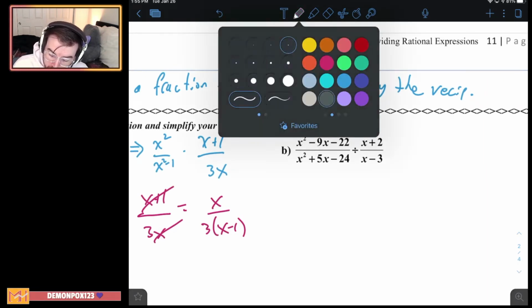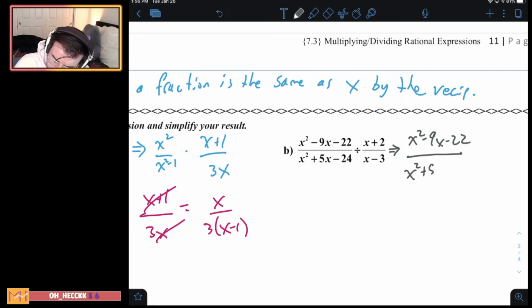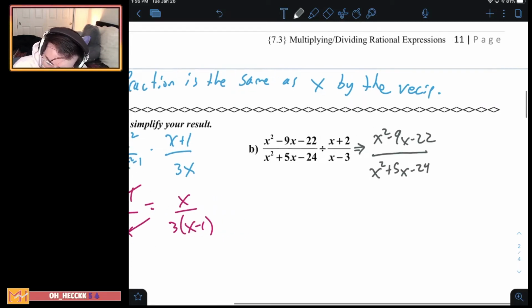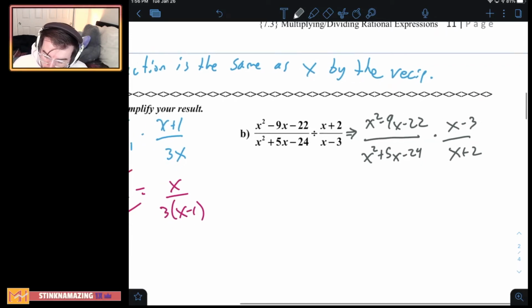All right, so I'll give you your setup here. This is the same thing as multiplying by the reciprocal. So there's that setup. If you would, go ahead and factor the top and bottom for me. I'm gonna ask you to factor the top. Okay?